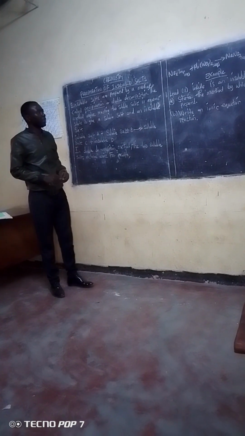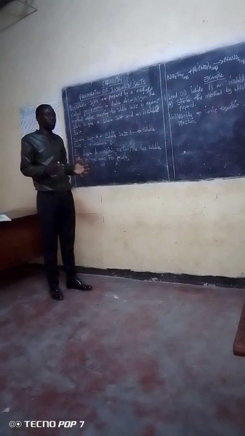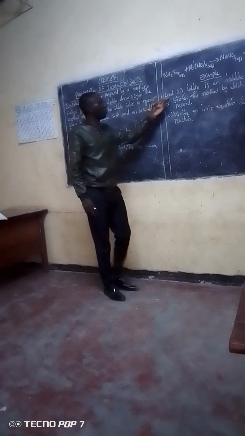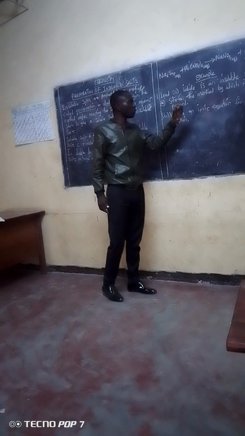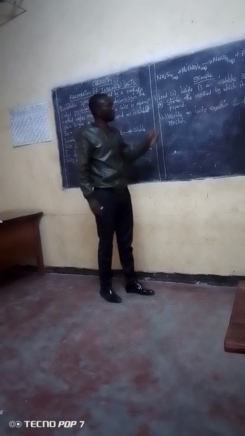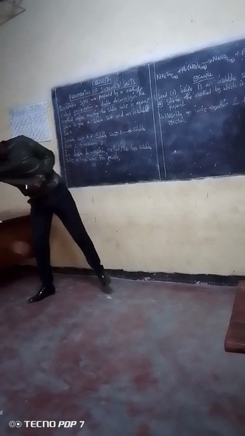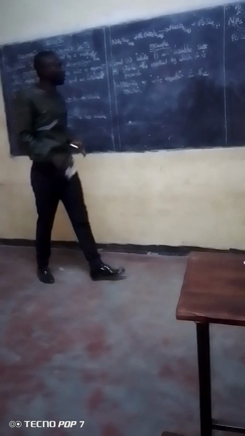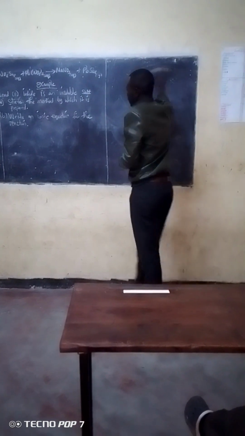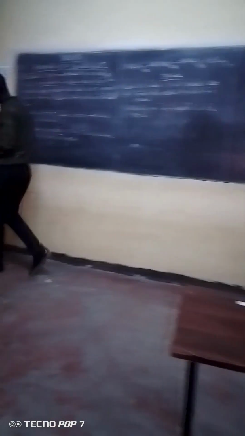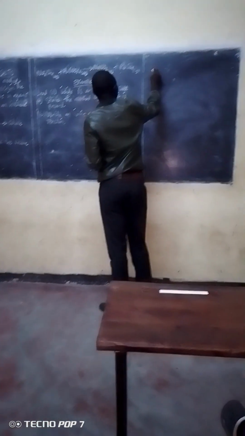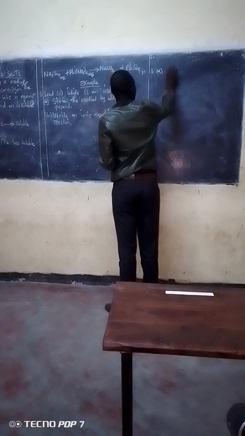Now, let's look at how they twist questions on precipitation. Here they are saying lead(II) iodide is an insoluble salt, and question A says, state the method by which it is prepared. Let me erase this part as I will be explaining this to you. So, what method do we use to prepare lead(II) iodide? Okay, try. The method is precipitation.